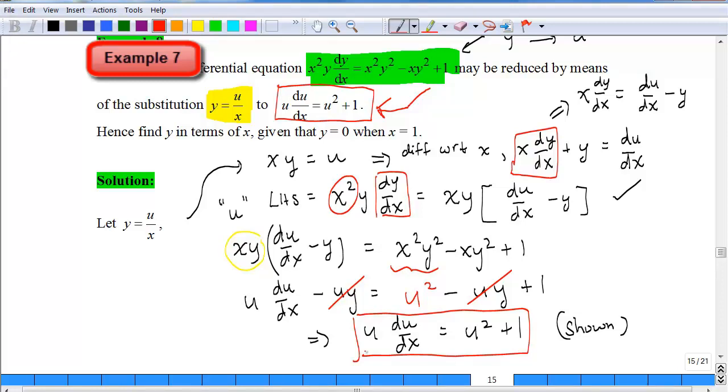Okay, so up to this point everything is quite easy. Alright, so now our job is to actually solve this DE, right, given these initial conditions. Alright, so let's continue with it.